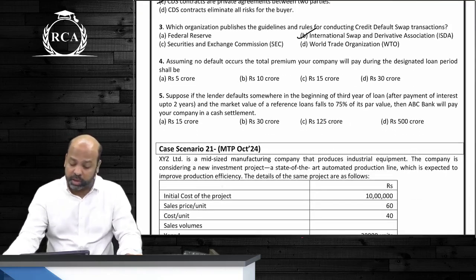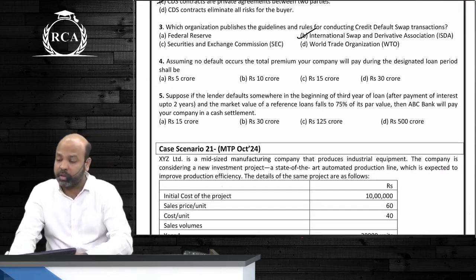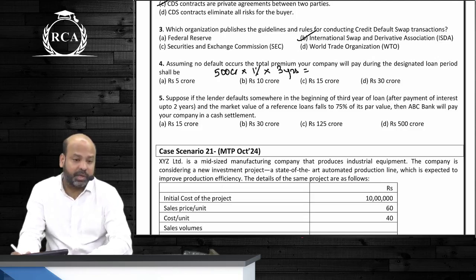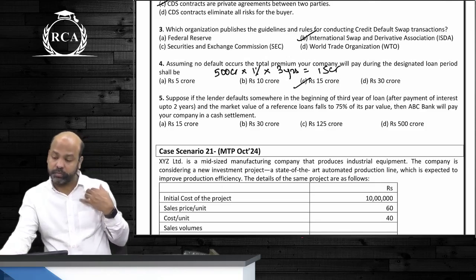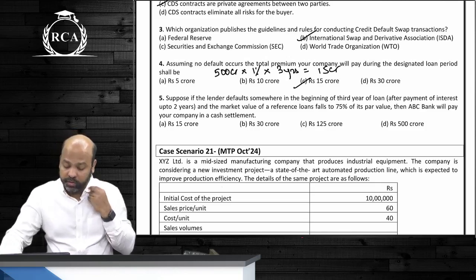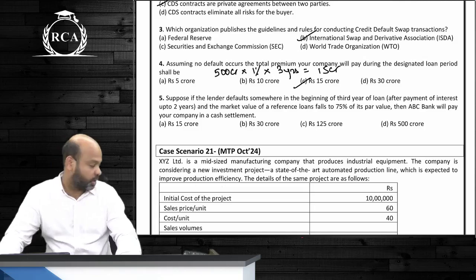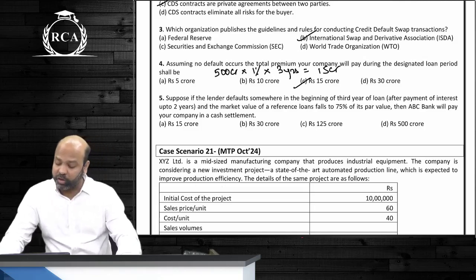Assuming no default occurs, what is the total premium your company will pay? What is the loan amount? 500 crores. We are paying premium at what rate? 1% per annum. For how many years? 3 years. How much will it come to? 15 crores. Suppose the borrower defaults somewhere in the beginning of the third year of the loan after payment of interest up to 2 years and the market value of the reference loan falls to 75% of its par value, then ABC will pay your company in cash settlement how much?